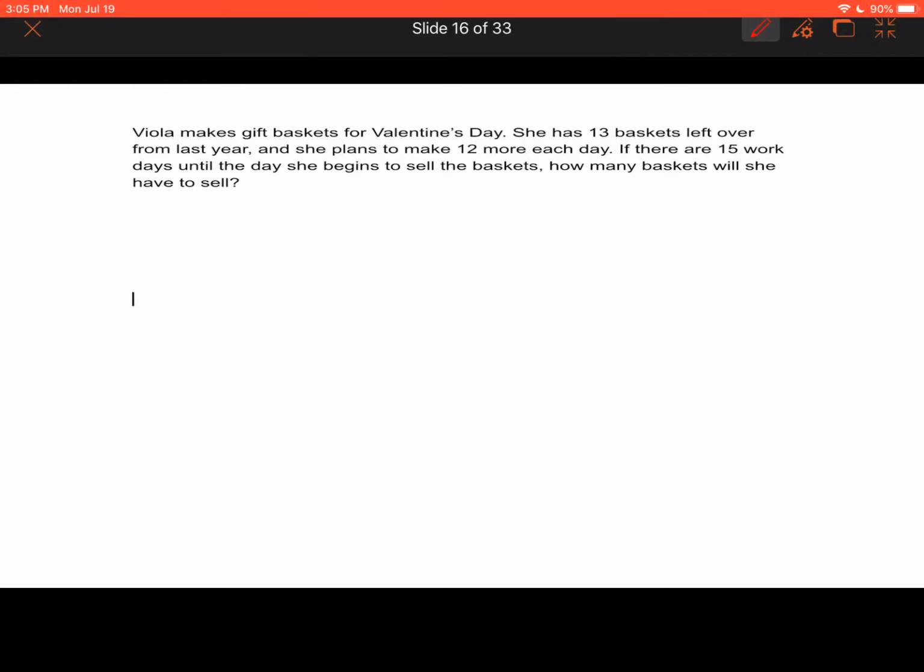She has 13 baskets left over from last year and she plans to make 12 more each day. If there are 15 working days until the day she begins to sell the baskets, how many baskets will she have to sell? So from last year she has 13 baskets. At the end of the first day she'll be making 12 baskets this year, so totally she'll have 25 baskets at the end of the first day, right?